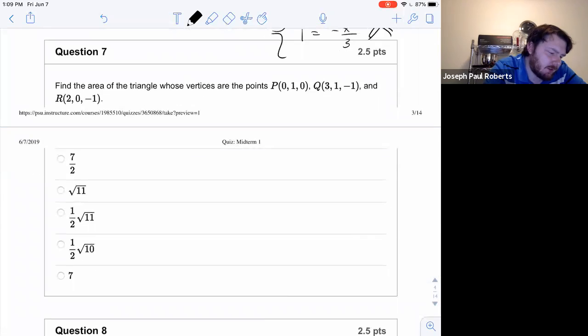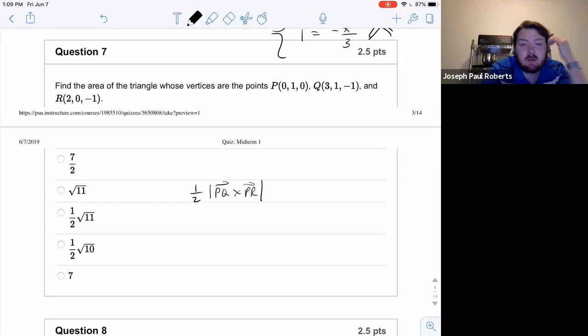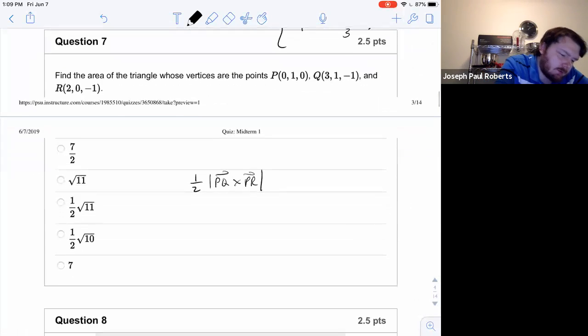Find the area of a triangle. This is a pretty standard question: take half the length of the cross product. You could use PQ and PR, or you could do PQ and QR. Through the magic of cross products, as long as you're taking two displacement vectors here, you should get the correct thing.